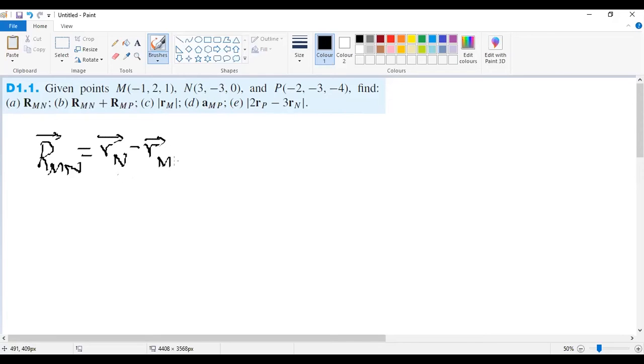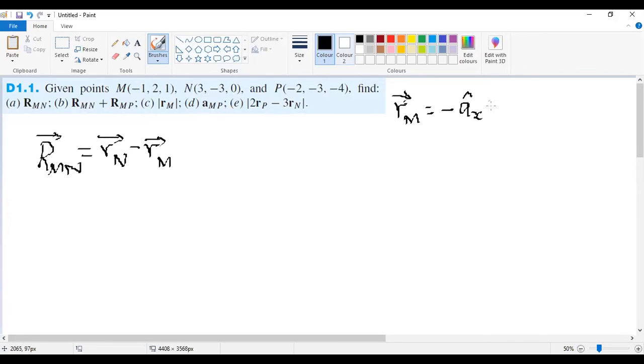So what is this Rn and Rm? When you write small letter r, that is the position vector of that particular point, N, and this is the position vector of the point M. So how to write this? First we will note down the position vectors of all the 3 given points. So M is minus 1, 2, 1. So what is Rm? Can anyone tell me what is Rm?